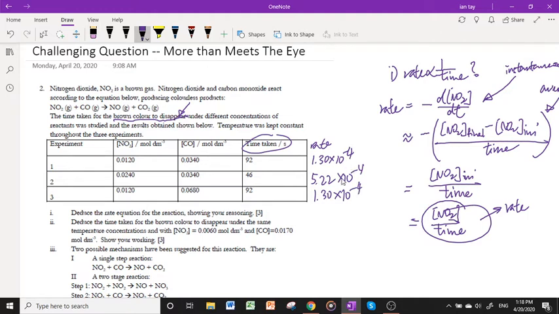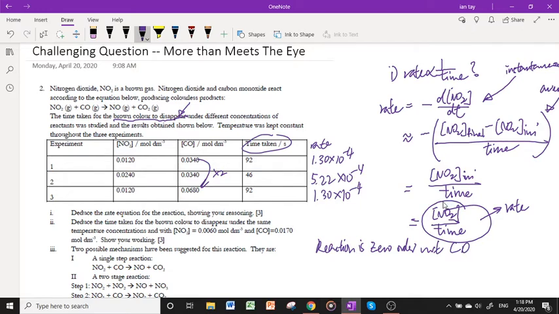So let us take a look at the reaction rates. So we realize that comparing experiment 1 and experiment 3, concentration of NO2 is kept constant. Concentration of CO, carbon monoxide, doubles and the reaction rate remains the same. So what can we conclude? Reaction is 0 order with respect to carbon monoxide.